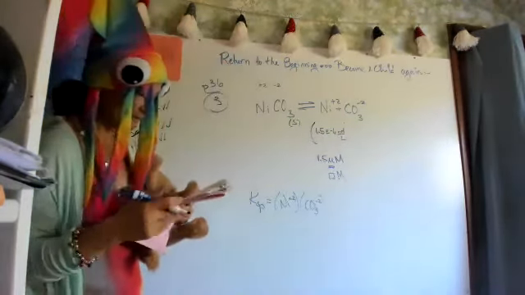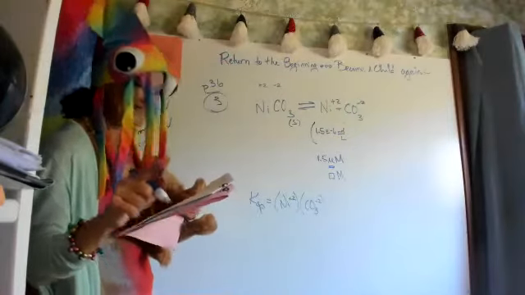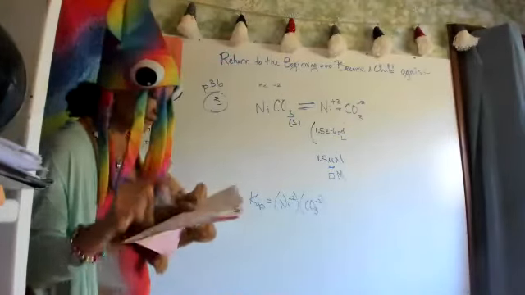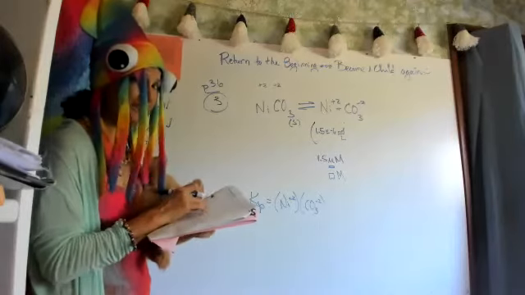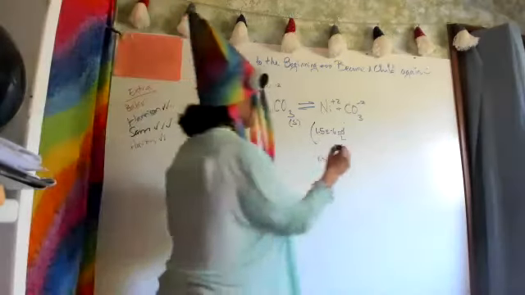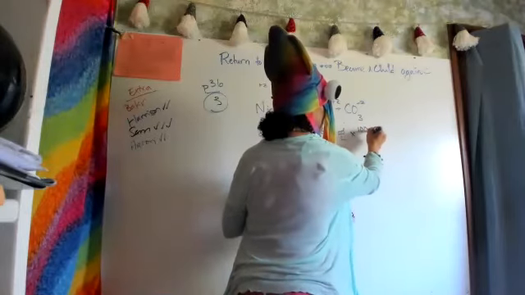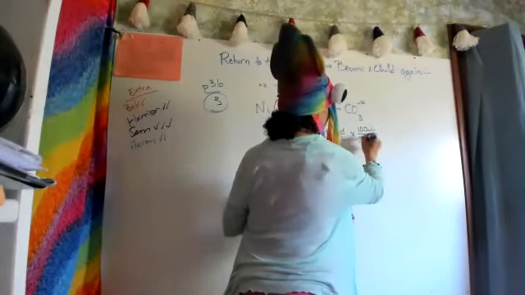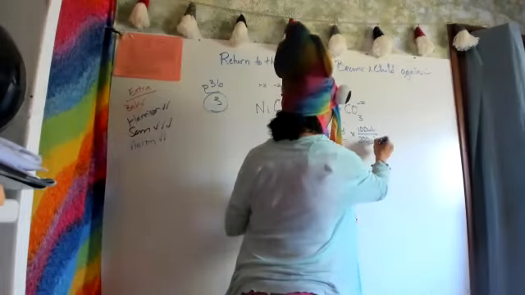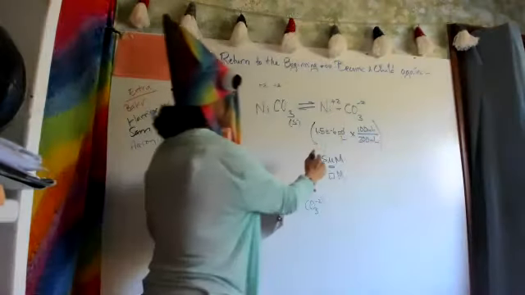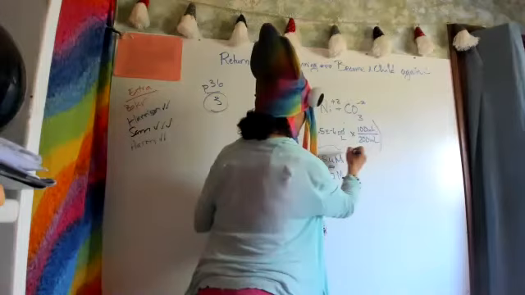That's what the little micro means, but you're not done yet. The volume changed. We started with 100 mils, we're ending with 200 mils. So we have to multiply by the initial volume over the final volume. This is just my nickel.